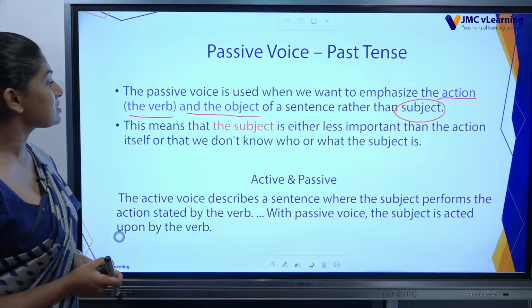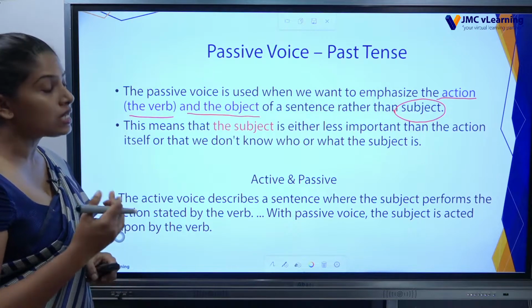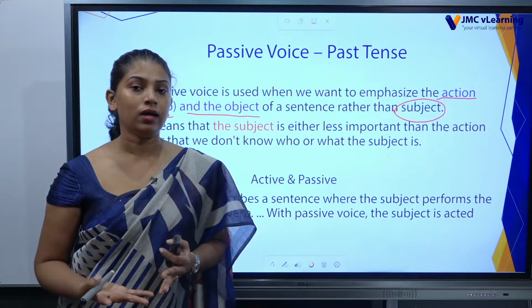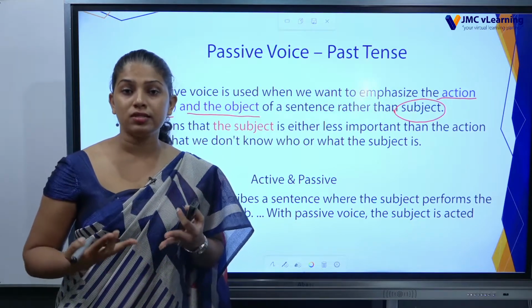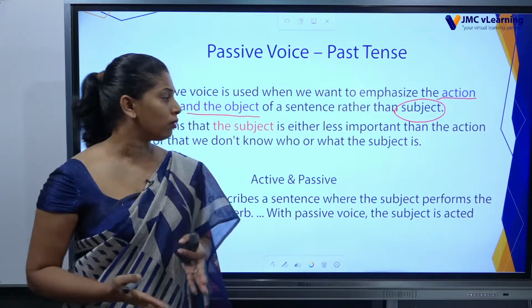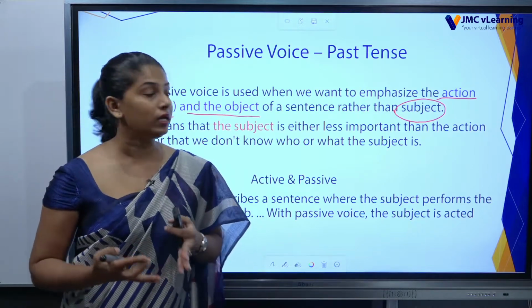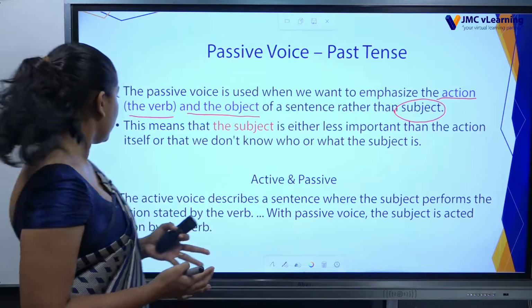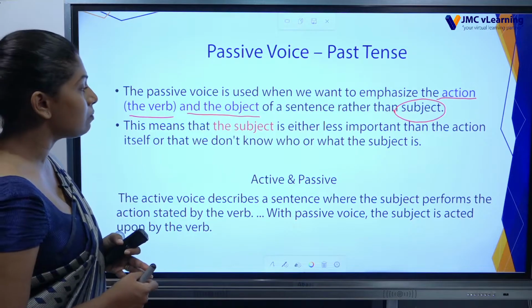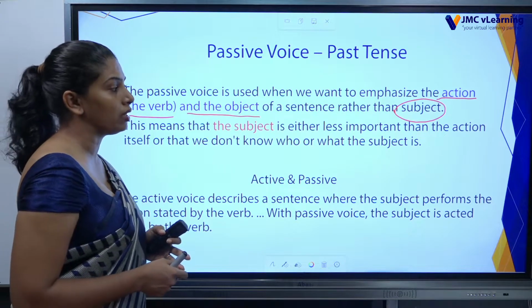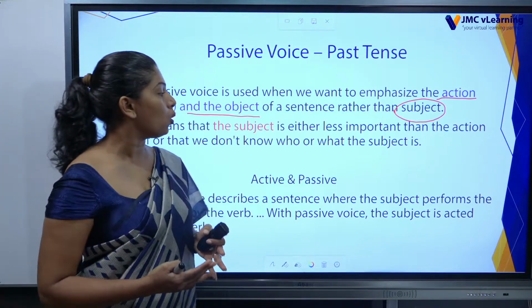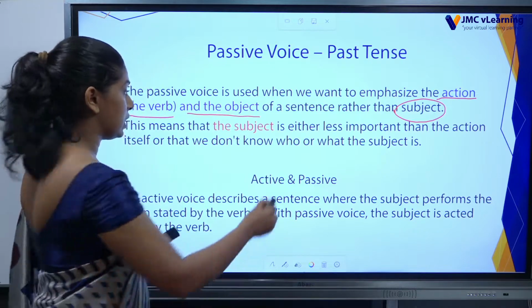This means the subject is less important. In some situations we can mention the subject, but we do not give it much importance in passive voice. This means that the subject is either less important than the action itself, or that we don't know who or what the subject is.